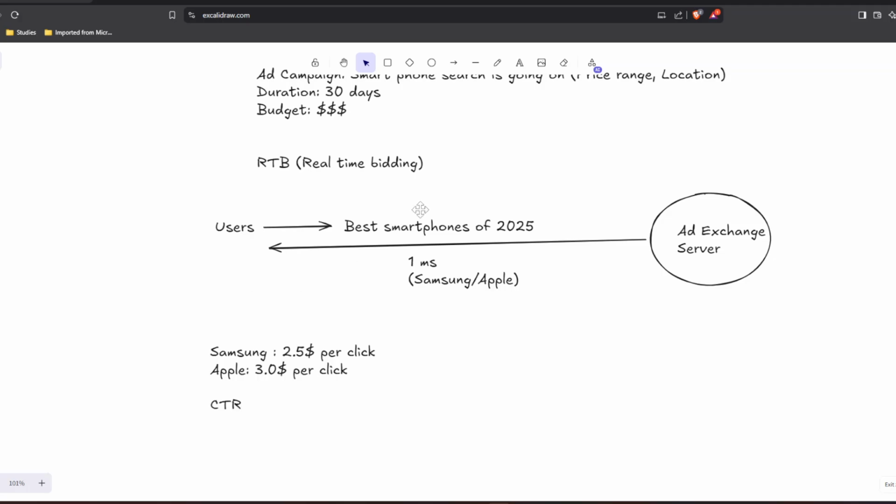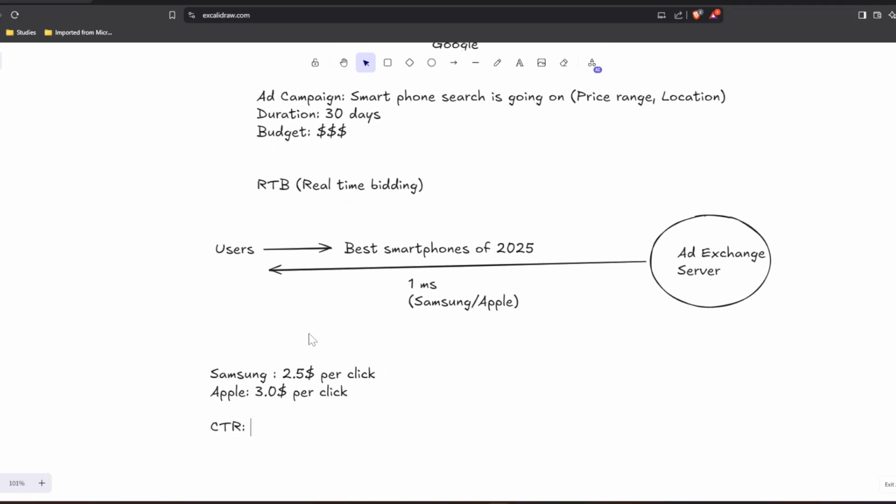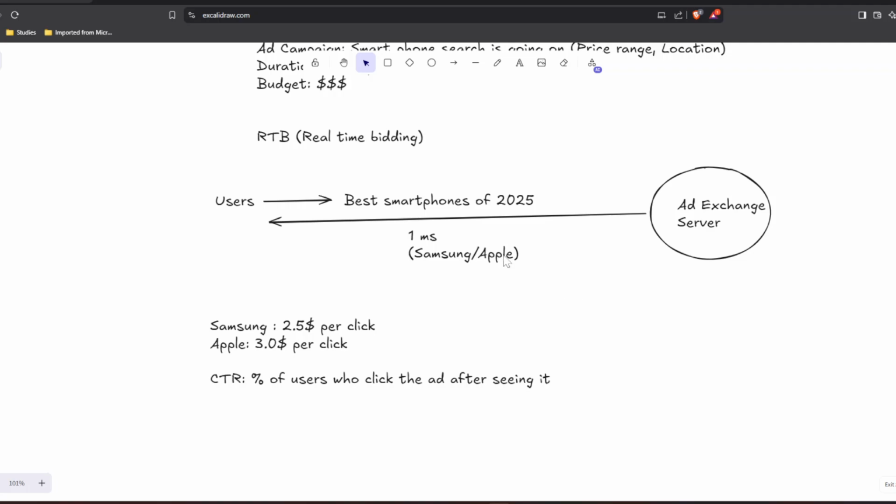Here we have written one more term, CTR. CTR is the percent of users who click the ad after seeing it. Suppose out of 100 users, only 10 people have clicked on it. When we show some ad to end users, that is known as an impression. It is only coming up on the user's timeline or web page. When the user clicks it, that becomes a click against this impression. So CTR is calculated as clicks divided by impressions.